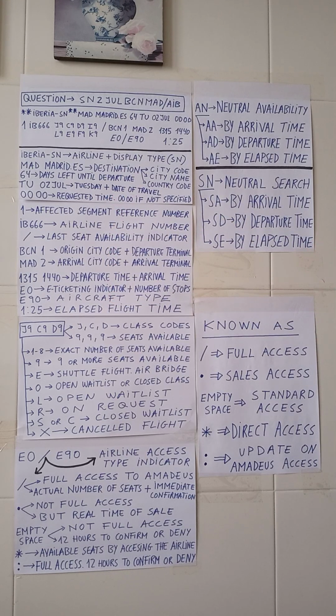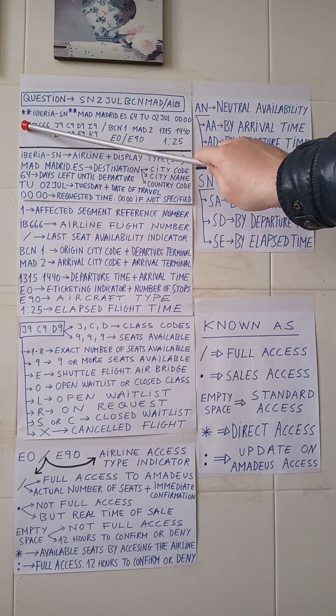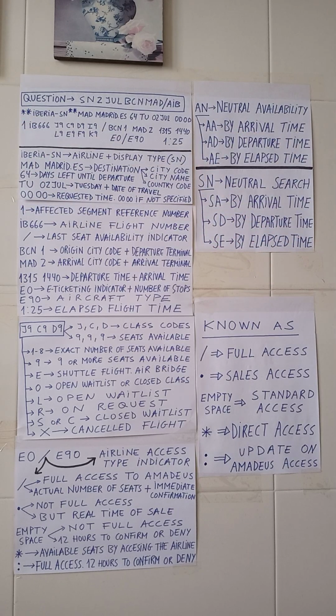The number 1 refers to the reference number of the affected segment on a flight availability screen. Segment number 1 affects all the encoded information we see on the right. All this set of information is considered a segment, which in this example has the number 1.